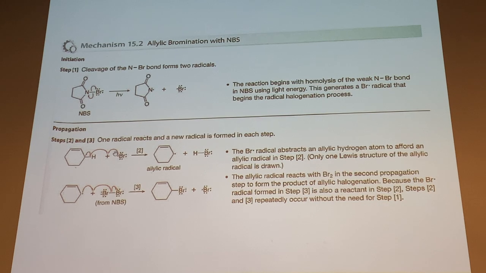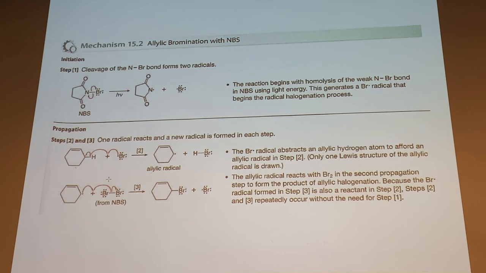Bromine radical then can abstract an allylic hydrogen here, okay? And it abstracts at that position to give the stable allylic radical, okay? Now, it does get acidic. There's HBr like we saw before, okay? And then the allylic radical can abstract a bromine from NBS, but the book here is showing abstraction of the bromine atom from molecular bromine, Br2.